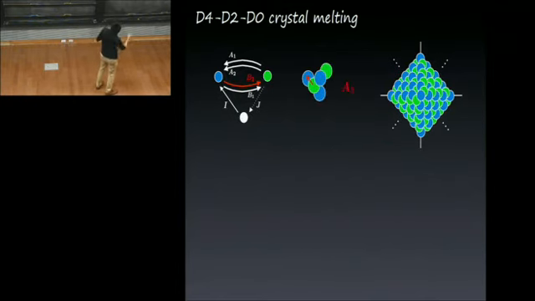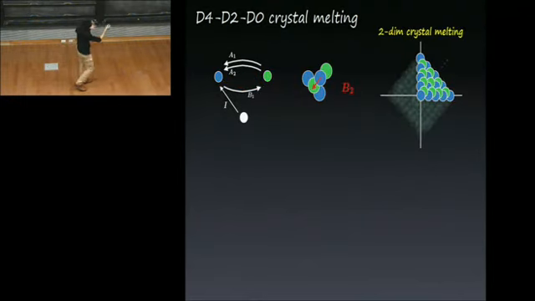But as I said before, these bonds of the crystal correspond to these chiral multiplets, A1 and A2, B1, B2. So if you eliminate especially B2, then we lose many atoms from this crystal. And the result is like this. These atoms are eliminated because we eliminated B2. Then the remaining crystal is a two-dimensional surface of the original three-dimensional crystal. And this is a general property of D4-D2-D0 crystal melting.